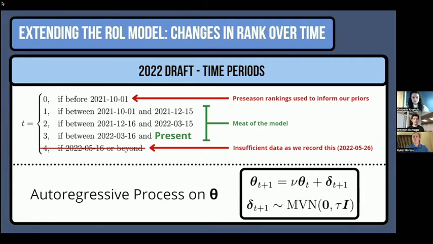As we progress over the time periods, we will use a Bayesian autoregressive process on the ability parameter. This process is used to obtain a theta value for a time period t plus 1 by taking the current theta from time period t multiplied by an autoregressive parameter nu and adding the parameter delta t plus 1, which comes from a multivariate normal distribution. We will dive deeper into the estimation of these parameters a little later on.